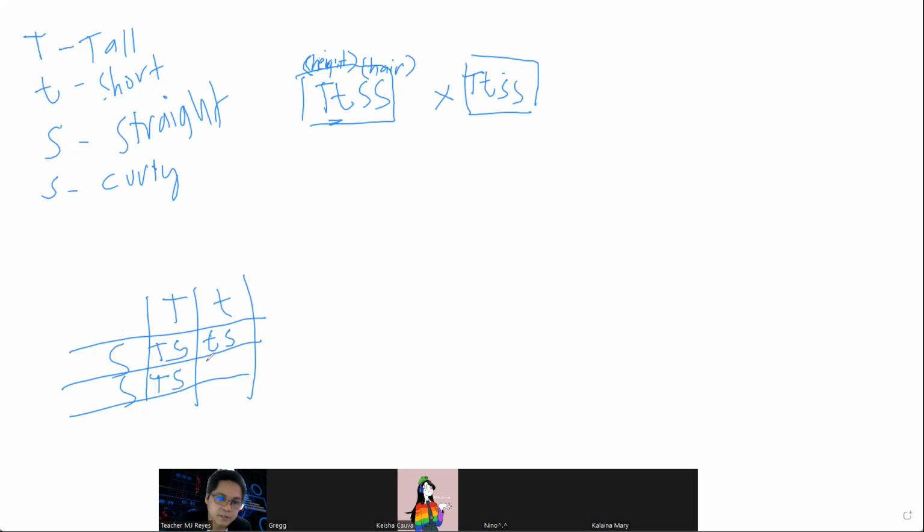Same as here. You start from the height and hair. So these are now the variables under the male. Here we have capital T and S, small letter t and capital letter S, all capital letter T and S, and small letter t, capital letter S.